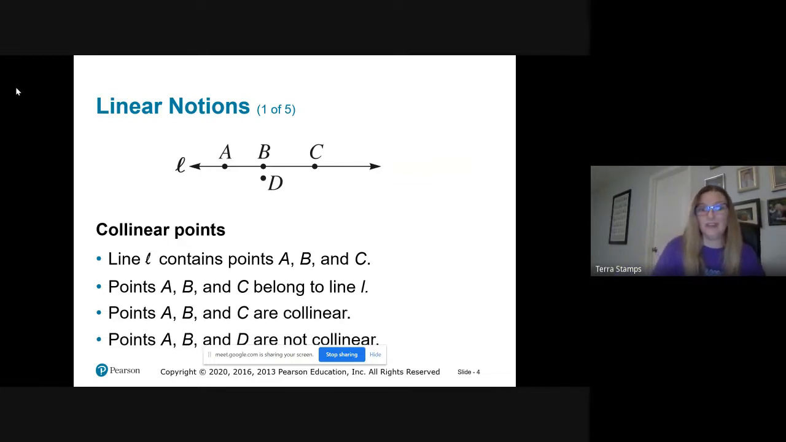D is non-collinear with A, B, and C. Okay? So we can see A, B, and D, those points are non-collinear. That sounds like a big fat word, but it really is not. Dissect it here. Non, not. Co, together. Linear, line, right? Not together on the same line.